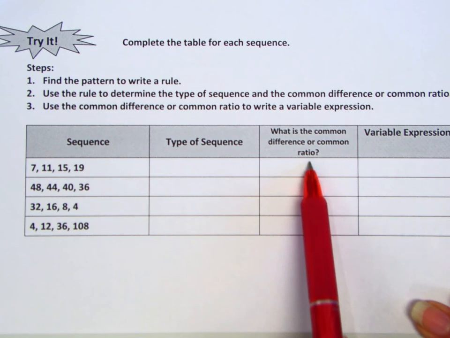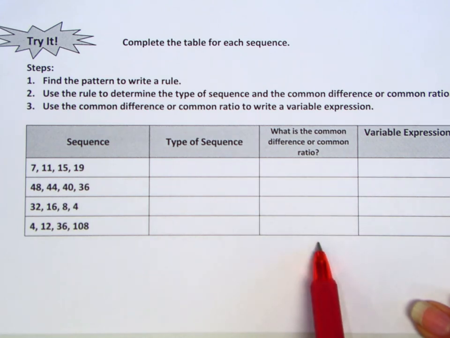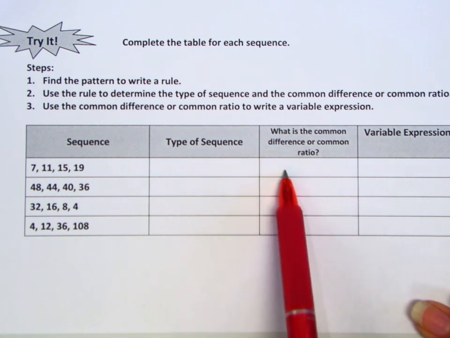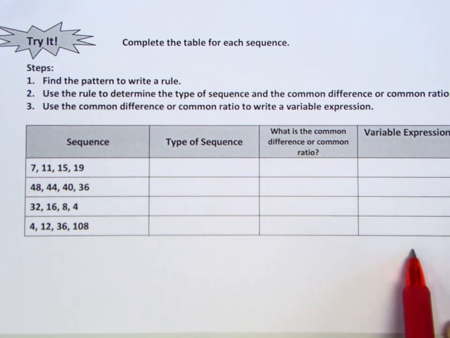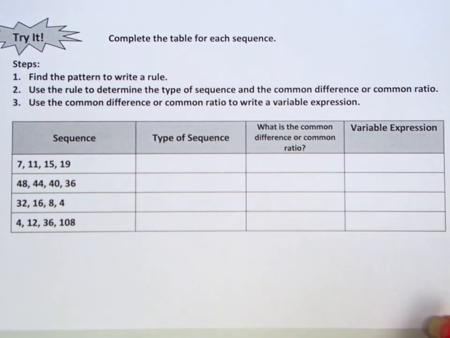Make sure you do not put multiply, times 2, add 7. We don't want that symbol there. All we need is the number, because we already know an arithmetic sequence adds and a geometric sequence multiplies, so we don't need the actual math operation listed. And then write a variable expression. You can use any variable that you'd like to use. Just make sure that it is a lowercase variable.